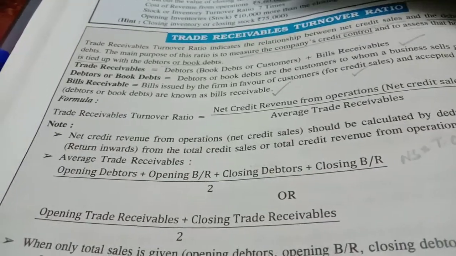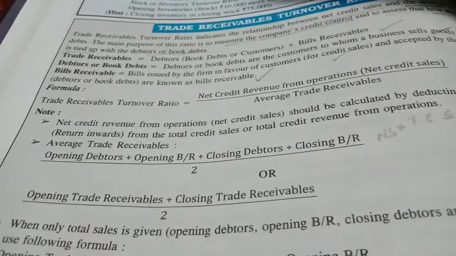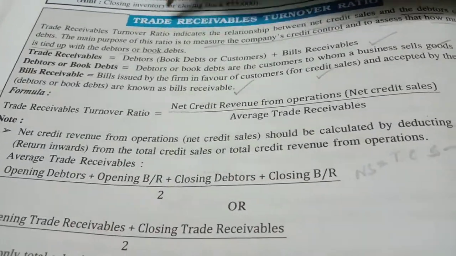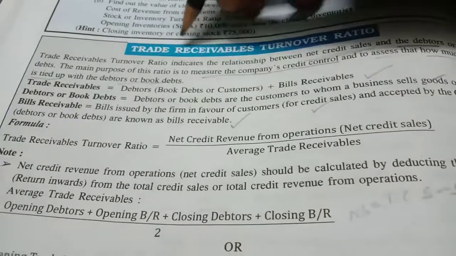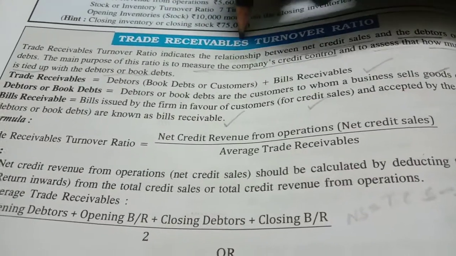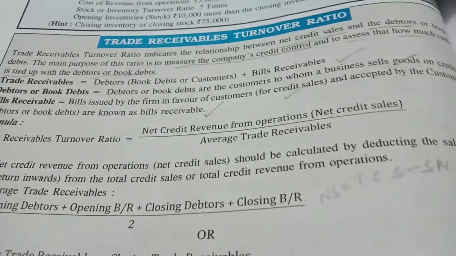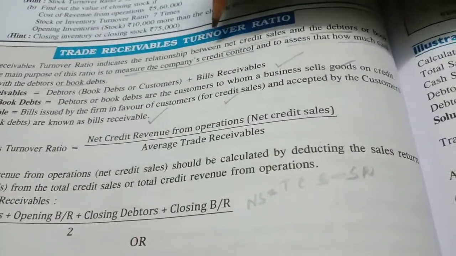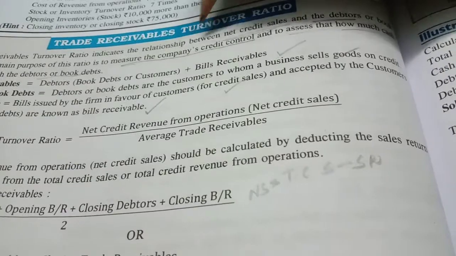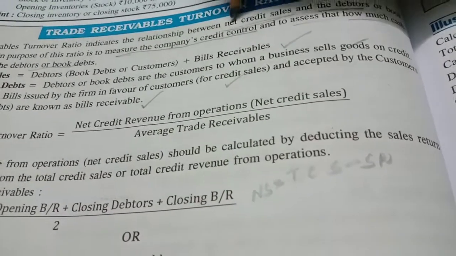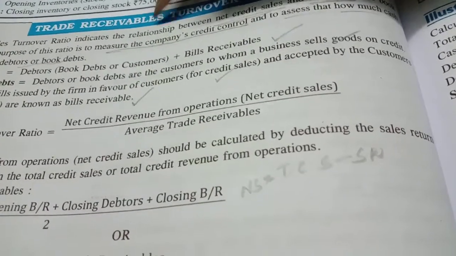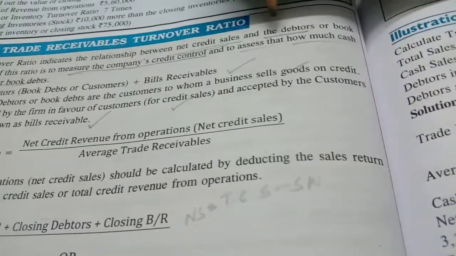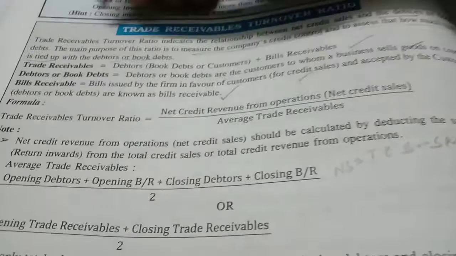So first we finish the inventory turnover ratio. The next we are going to see the trade receivable turnover. Trade receivable is also called the debtors turnover ratio. So what is the need of finding this ratio? We are finding the ratio to study the relationship between the net credit sales, net debtors is nothing but credit sales, and the debtors or the book debt.